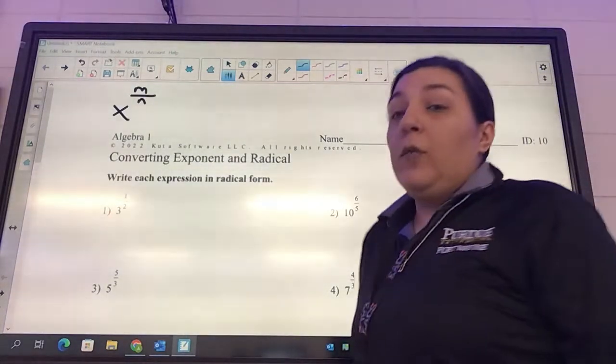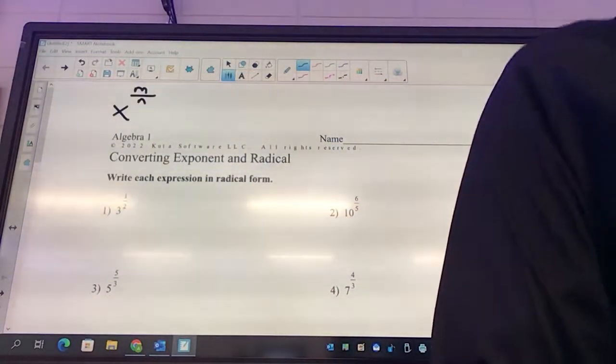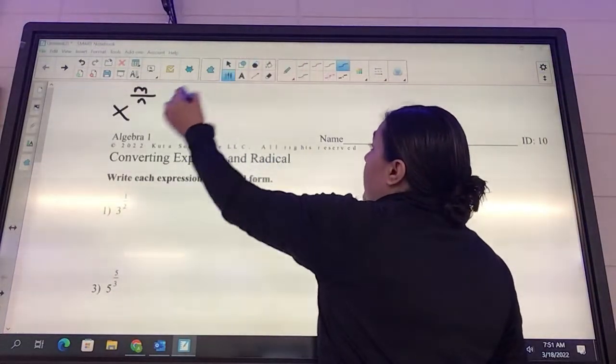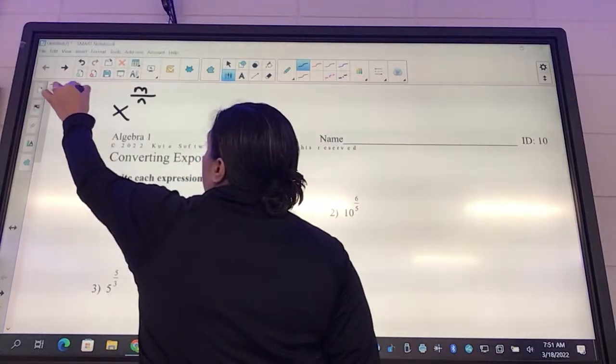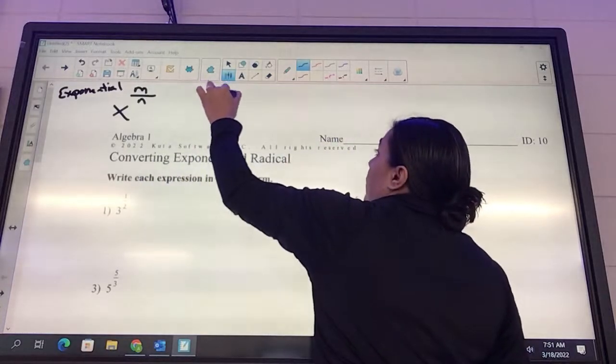Okay, so m over n. And so that's what an exponent looks like. And we're going to be converting to radical form. So radical form, this is exponential form. And then we have radical form.